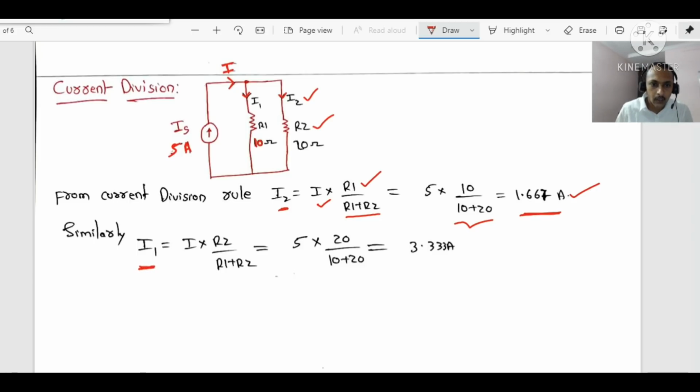Similarly, I want I1, the current here. Its opposite arm is R2. R2 divided by R1 plus R2. So 5 into 20 divided by 10 plus 20. This part decides your answer. So 3.33 amps. Right? So far clear?